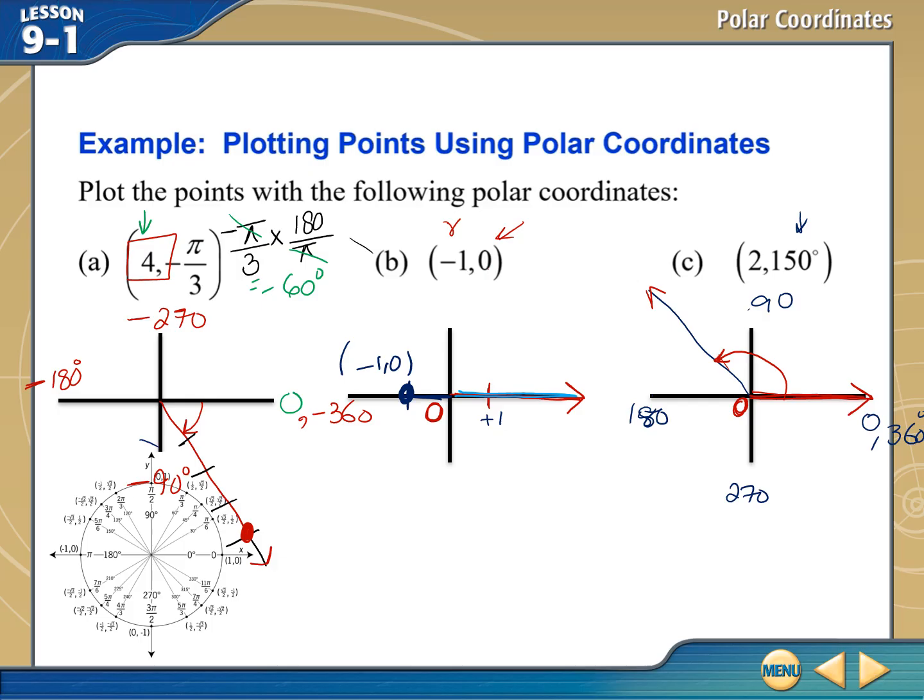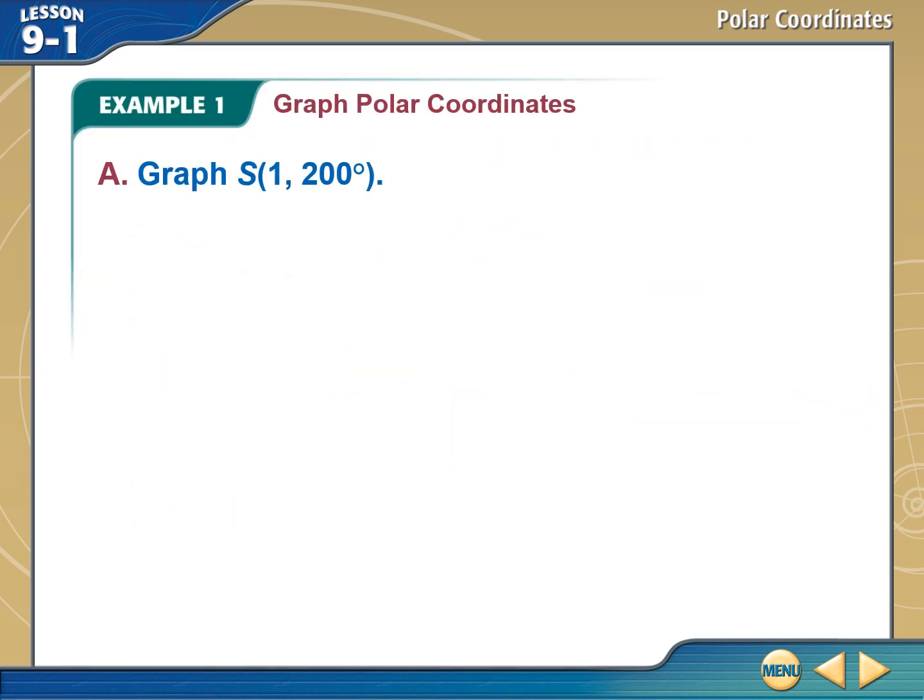So this is 150 degrees. But what is 2? Just make the scale. So this is 1 and this is 2. So this is the point 2 and 150 degrees. This is how we sketch the polar coordinates.